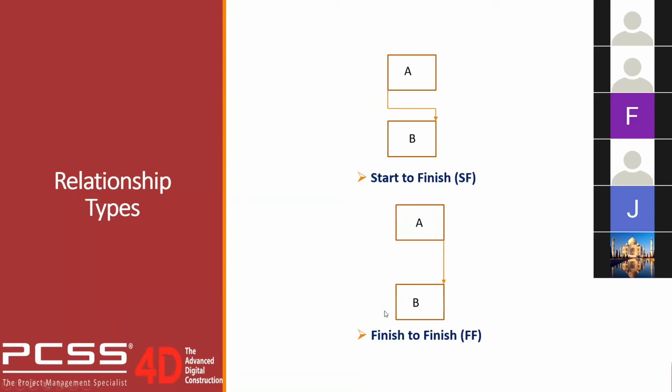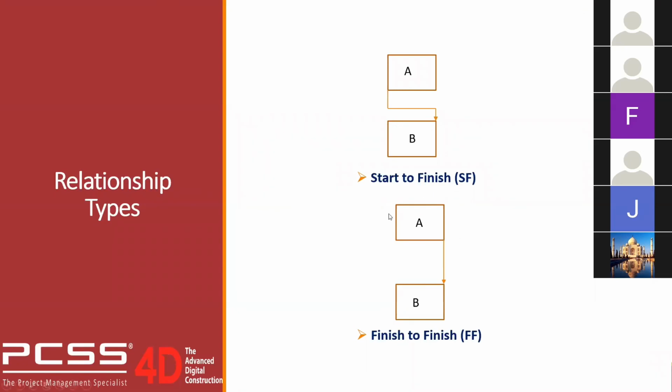So for the last relationship, finish to finish, you can see the arrow pointing down here. Basically, activity B completes once activity A has been completed. Means both activities should finish at the same time, right? I'm saying both activities should finish at the same time.